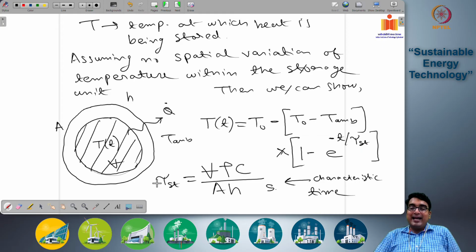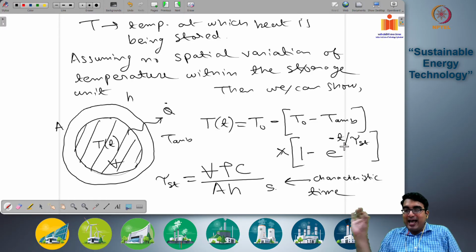Then at one characteristic time, this becomes 1 minus e to the power minus 1, that is 1 minus 1 by e. That is when one characteristic time has passed from the time at which the storage of the heat is happening. So this expression will give you how much change in temperature has happened over a given period of time from the point of charging.